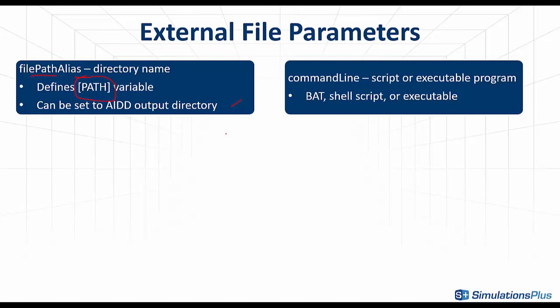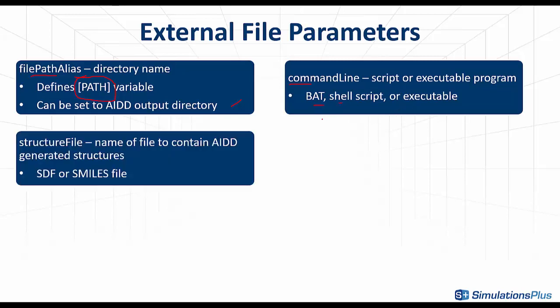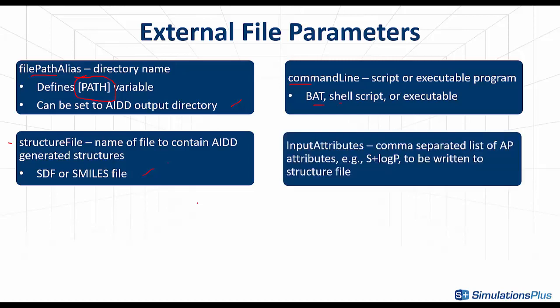Next, you have to specify a script or an executable. The variable name is command line, and it points to a script or an executable program. We can do a bat script or a shell script or an executable program. AIDD, once it starts running, will output a structure file, and this is specified in the external file. The variable name is structure file, and it points to a file name. And typically I include the path and then the name of the SD or SMILES file, which is created. So the options are SDF or SMILES file.